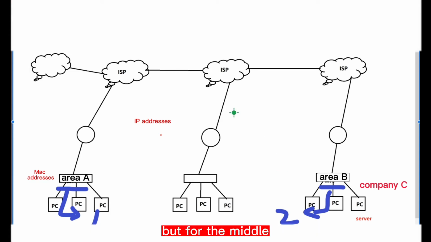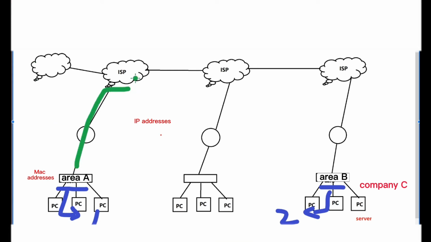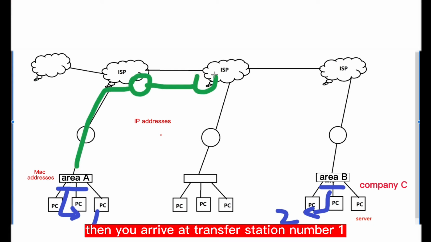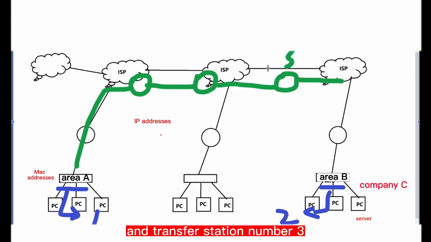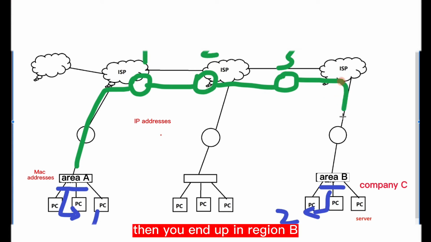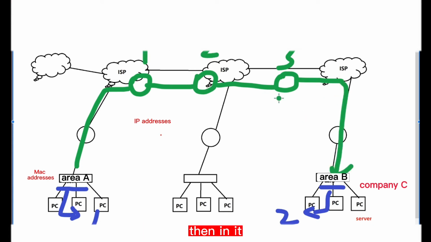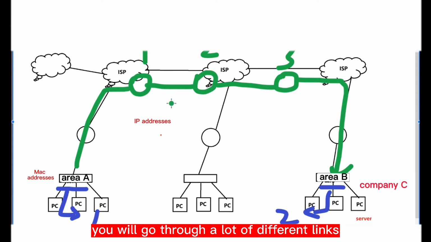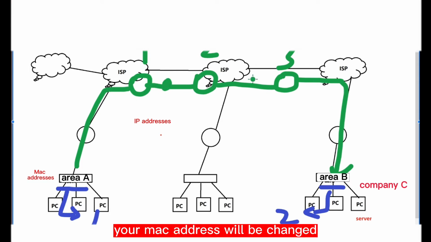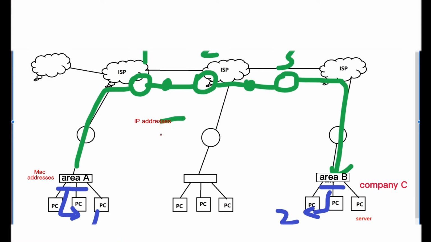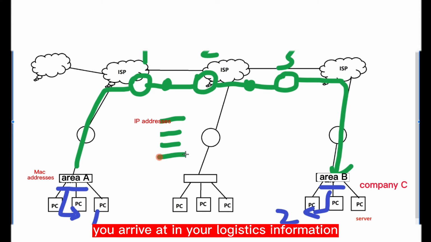But for the middle, for example, if you come from area A, then you arrive at transfer station number 1. Then pass through transfer station number 2 and transfer station number 3. Then you end up in region B. Then in it, you will go through a lot of different links. Then on each link, your MAC address will be changed. Just like which transfer station you arrive at in your logistics information.